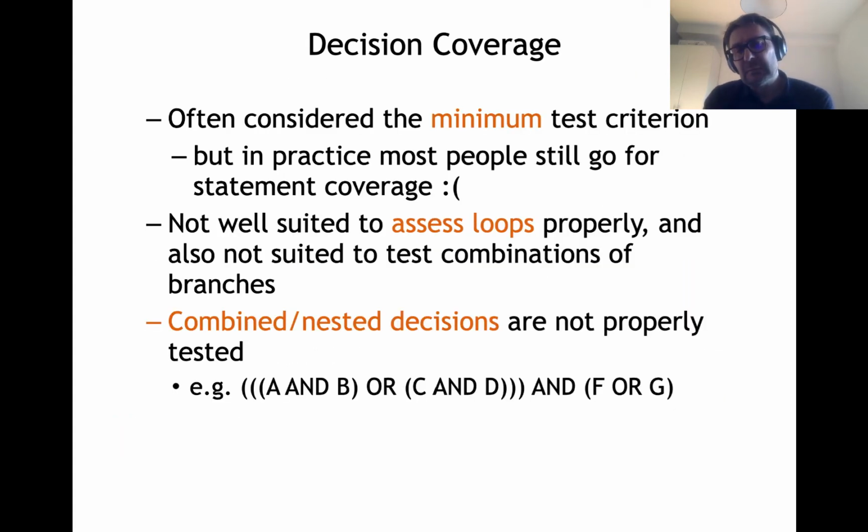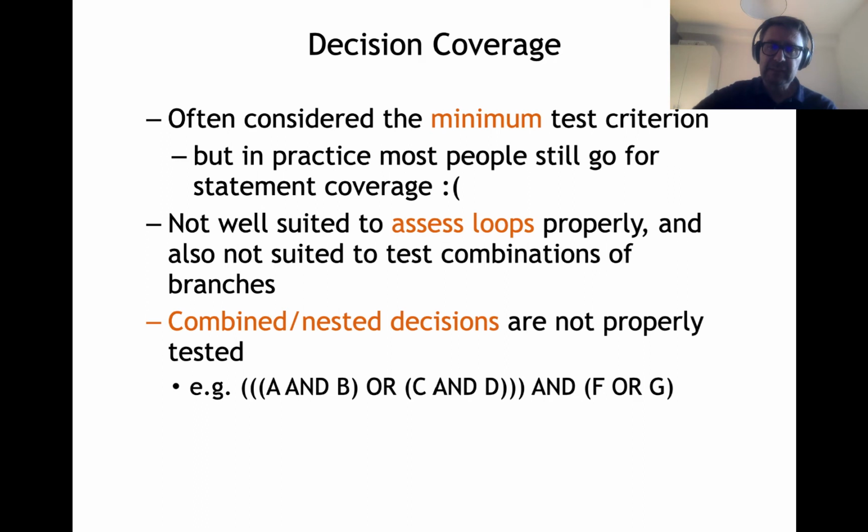So this is often considered the minimum test criteria, right? Because you're covering both the nodes and the edges. But in practice, most people still go for statement coverage. I think mainly because tools have focused on this, and in some sense it's easier to code tools, so they measure statement coverage. But decision coverage is also used.